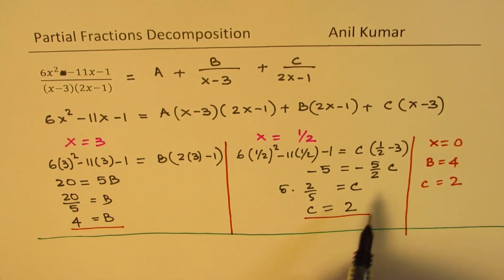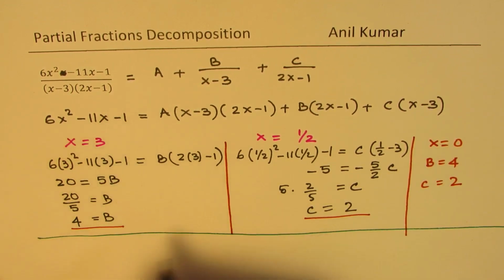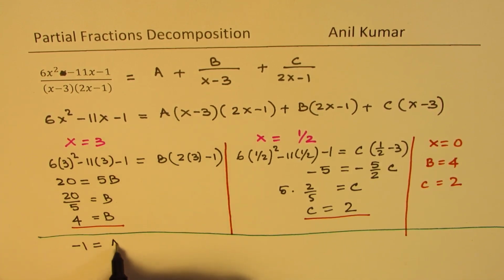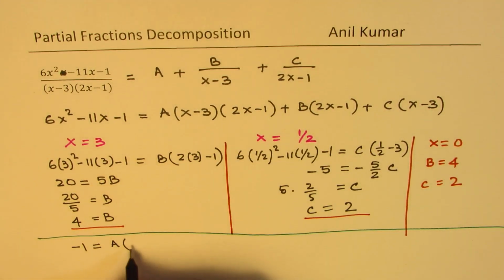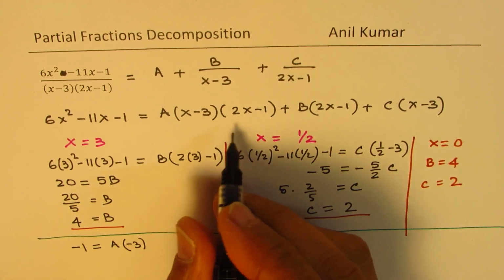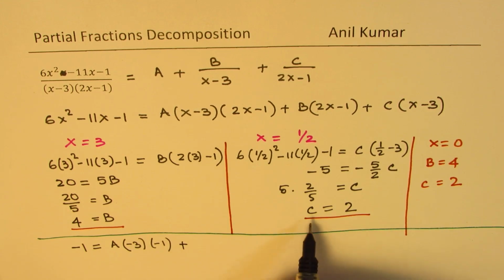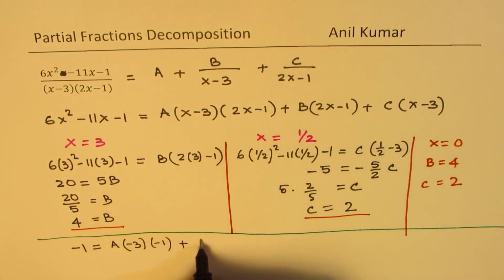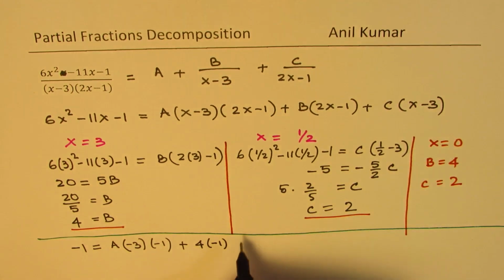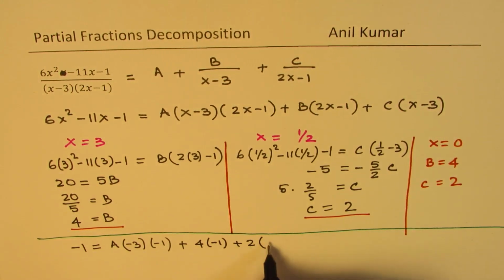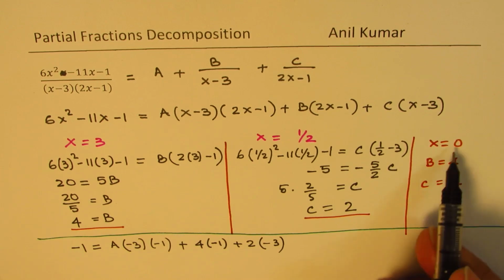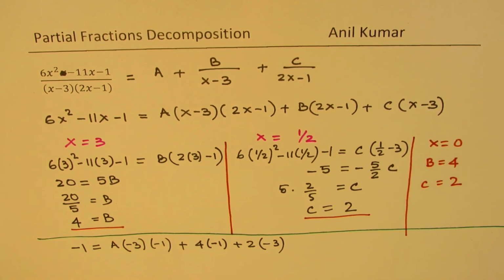Okay. As soon as I substitute 0, on the left side we get minus 1. So we get minus 1 equals a times minus 3 times minus 1, plus b, which is 4, so I'm writing 4 times minus 1, and c is 2, so plus 2 times minus 3. Is that clear? So we substituted 0, 4, and 2 for x, b, and c.